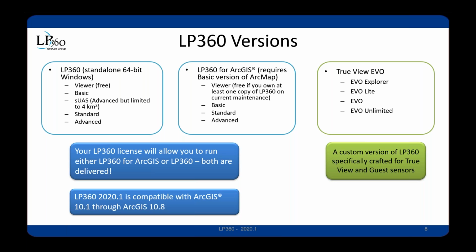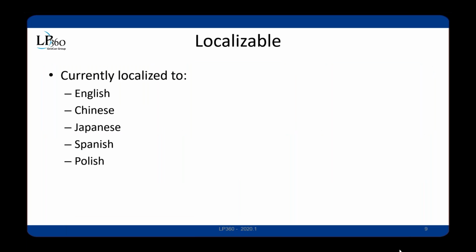It is LP360 advanced with some special tools for processing either data from our own TrueView sensors or a few guest sensors. For example, we have a version that you can process data from a Phantom 4 Pro RTK, and we consider that a TrueView guest sensor. It's localizable, so we have it localized to 5 languages now.